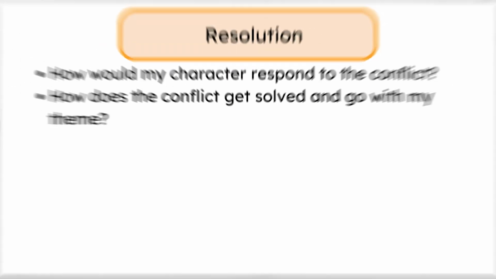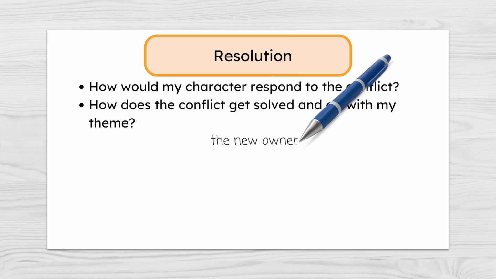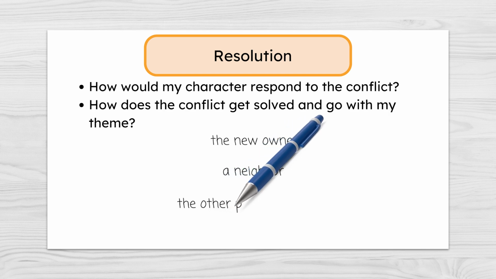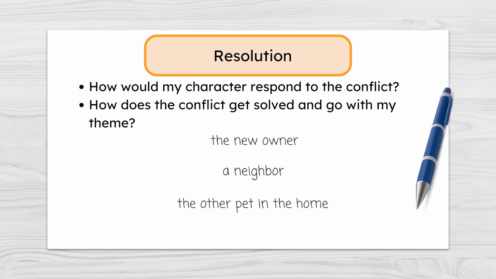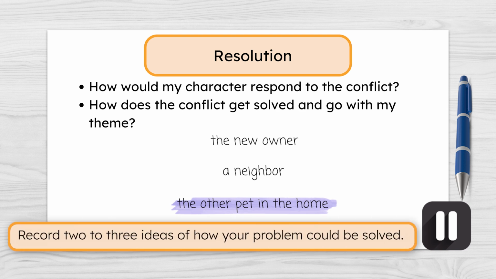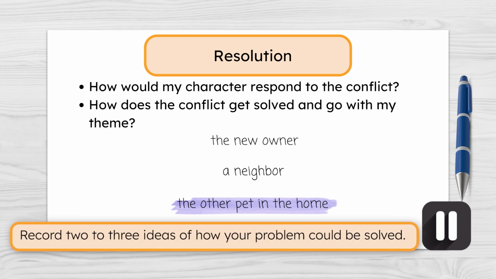I thought of a few ideas for who could help her. The new owner could be patient and gentle, giving the cat time to adjust. A neighbor might visit with treats and help the cat feel welcome. Or maybe the family's dog and the cat don't get along at first, but slowly they become friends. Each of these could show how love and support help the cat feel safe, which matches my theme. I think I'm going to go with the other pet in the home. Pause here and record 2 to 3 ideas of how your conflict could be resolved in your story.